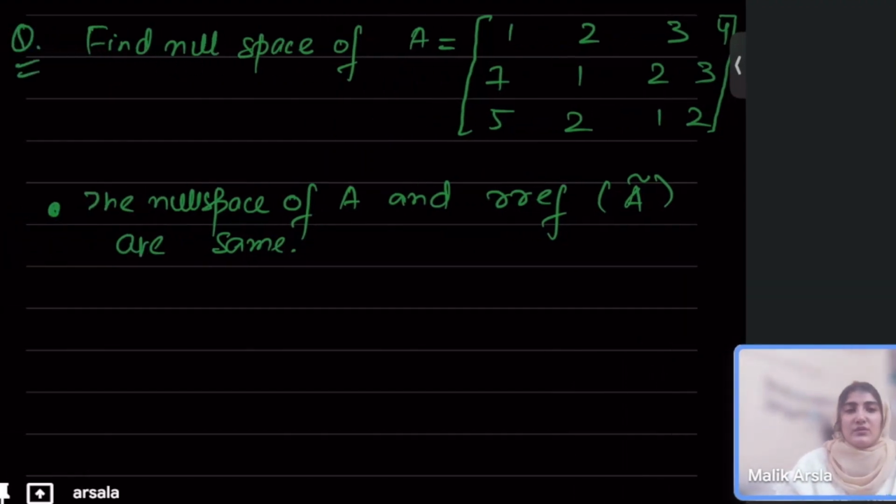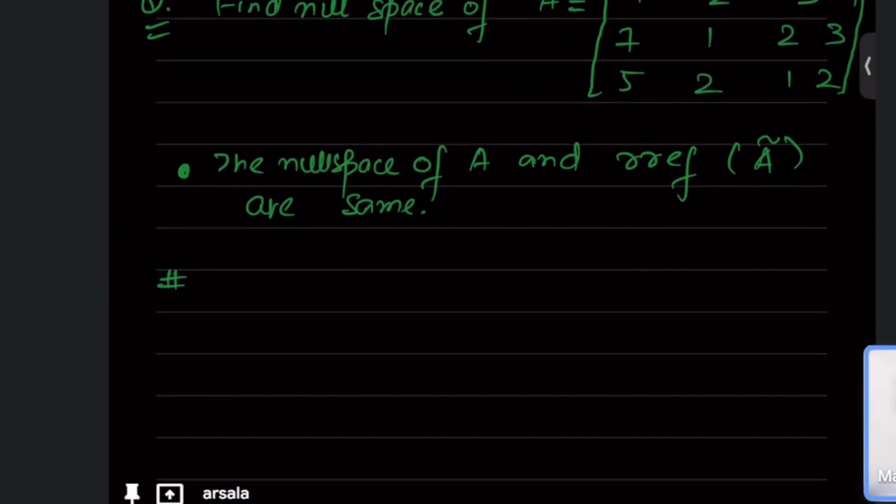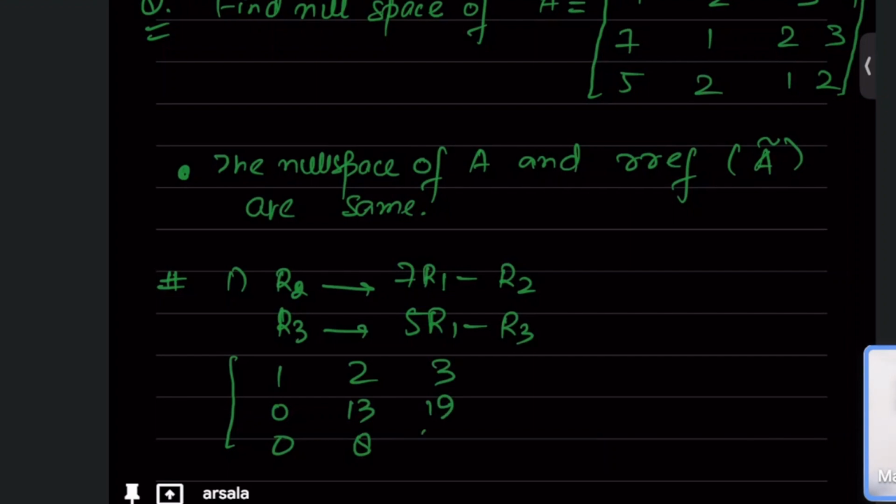Okay. So, you guys can continue what you're doing. In the meanwhile, I will also tell you. First, we will do R2 is equal to 7 R1 minus R2, or you can do the reverse like Ronak said, but I'm going to do it this way only. And R3 is 5 R1 minus R3. This will give you something like 1, 0, 0, 2, 13, 8, 3, 19, 14, 4, 25, 18.